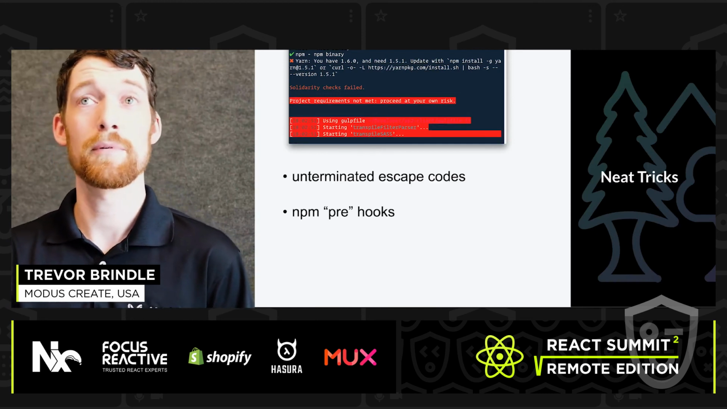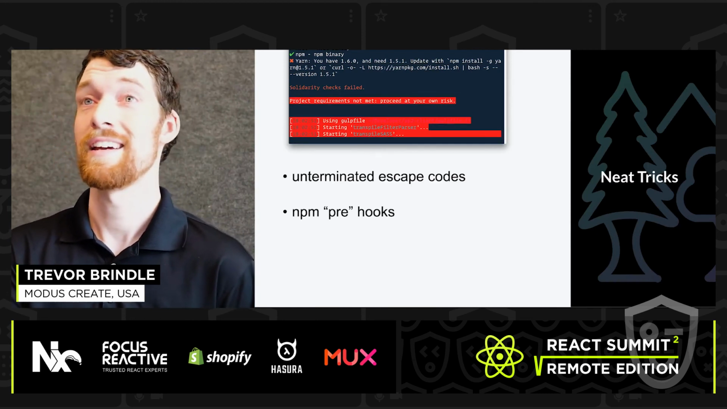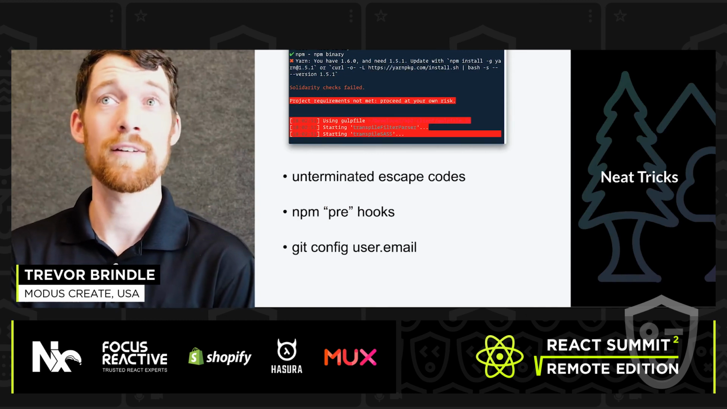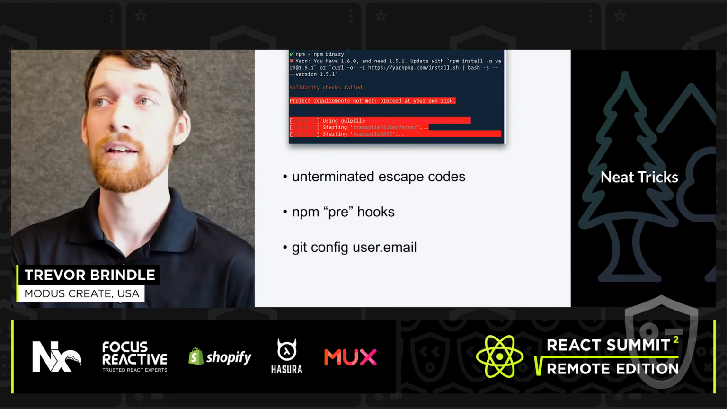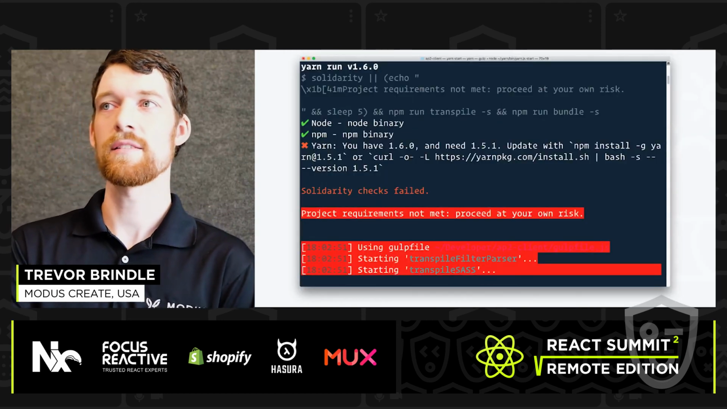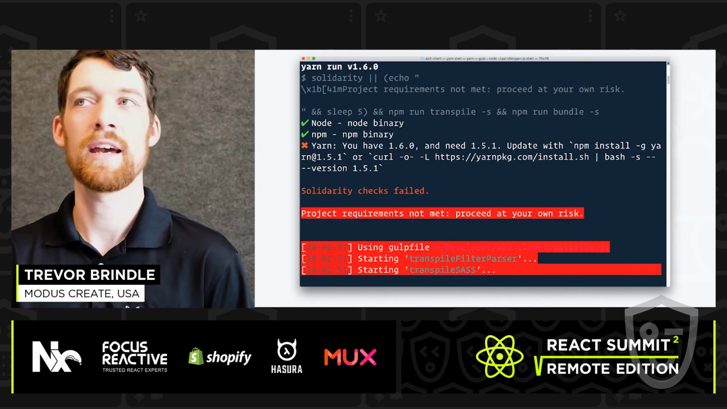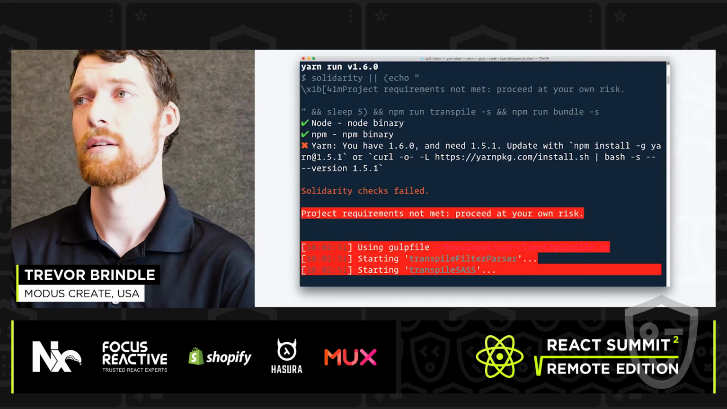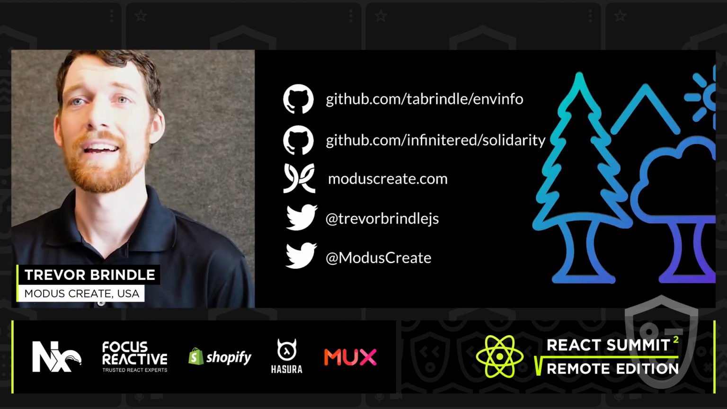So you can put this on pre-commit hooks, pre-build hooks, and it's especially nice on pre-commit for git config. So if you want to make sure everyone's actually committing with the right email, this is a good way to do it. So here it is. You can have something not checking out, but still letting your developer continue building. And that's it.